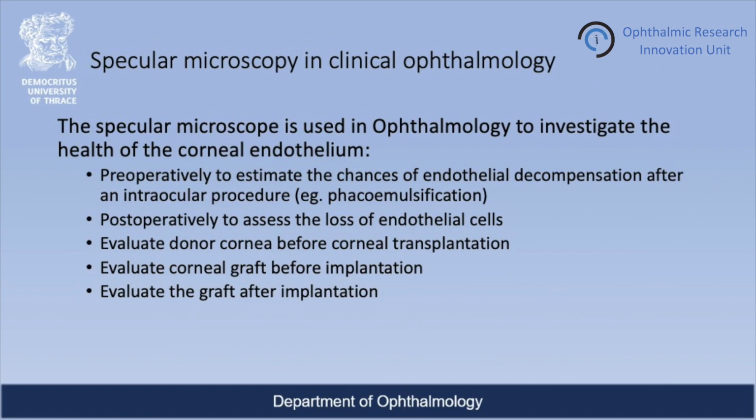The specular microscope is used in ophthalmology to investigate the health of the corneal endothelium. Specifically, it is used preoperatively to estimate the chances of endothelial decompensation after an intraocular procedure, such as phacoemulsification, postoperatively, to assess the loss of endothelial cells, to evaluate donor cornea before corneal transplantation, corneal graft before implantation, and the graft after implantation.